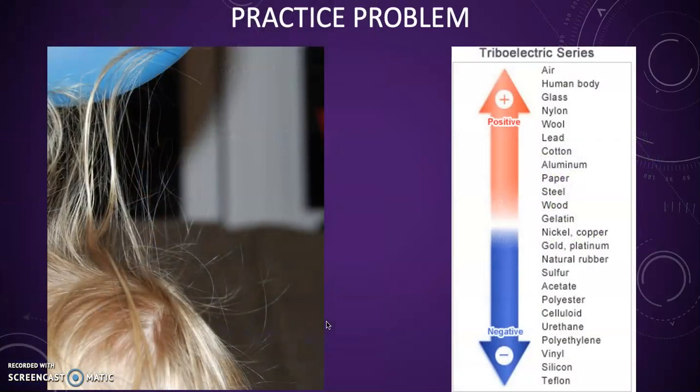Okay, so now I have a practice problem for you here. I've made sure to include the Triboelectric series just so that you can use that kind of as a helper as you go through this problem. But I want you to look at this picture here and try to figure out, okay, so why is it that this hair from this child is sticking to the balloon? So I'll give you a few seconds to do that. Go ahead and pause the video, and I'll stop talking for a few seconds, and then go ahead and unpause the video, and we'll go through this together.